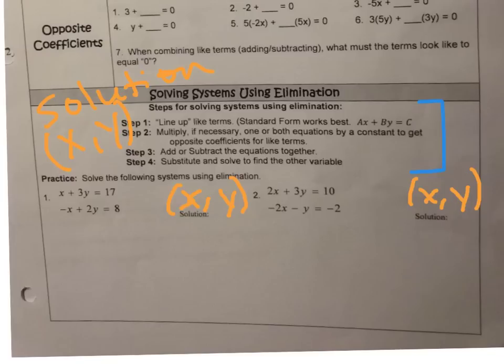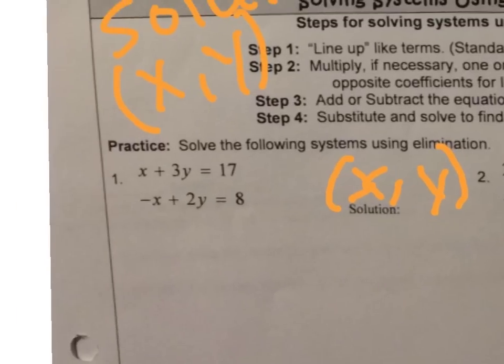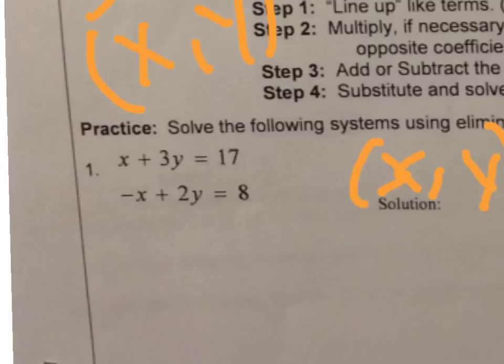And what it means to be lined up is, are the x's on top of each other? Are the y's on top of each other? Are the constants on top of each other? So let's look at number 1. The x's are right above each other. The y terms are right above each other. And the constants are right above each other. So these are already lined up. This is ready to go to solve by elimination.